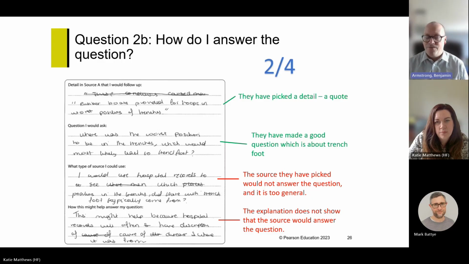For example, if they're wanting to think about the positions in the trenches where soldiers might get trench foot, perhaps they might want to think about records from the trenches themselves, perhaps even medical records from the first aid posts, where they might have recorded the types of problems that soldiers were turning up with. Because the source they've picked isn't relevant, they also can't get the 4th mark for saying why the source would answer the question, because it wouldn't answer the question.